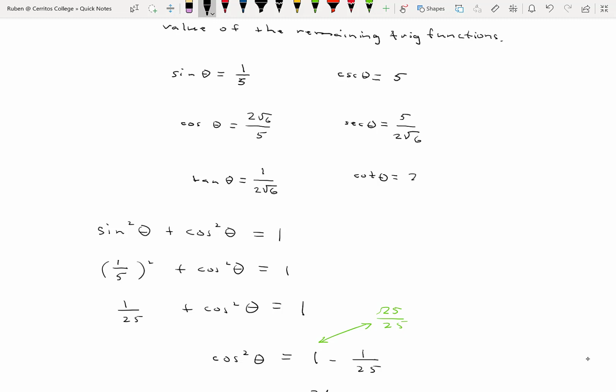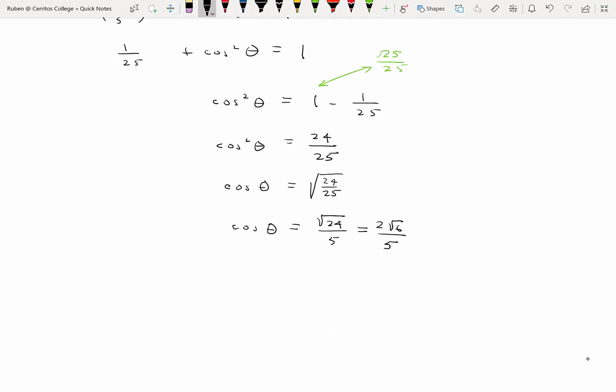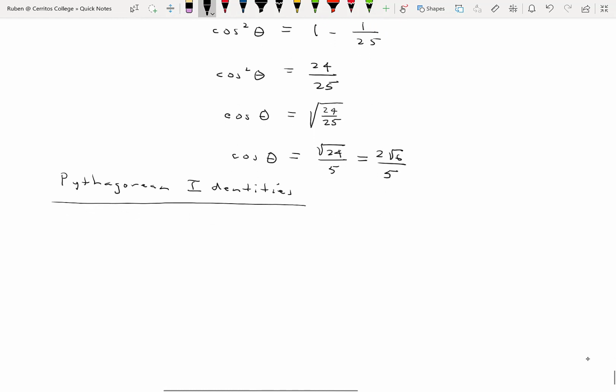Cotangent is the reciprocal of the tangent. And without worrying about rationalizing the denominator for the secant of theta and the tangent of theta, we have the values of all 6 trig functions. So we have a Pythagorean identity. In fact, we have 3 Pythagorean identities.